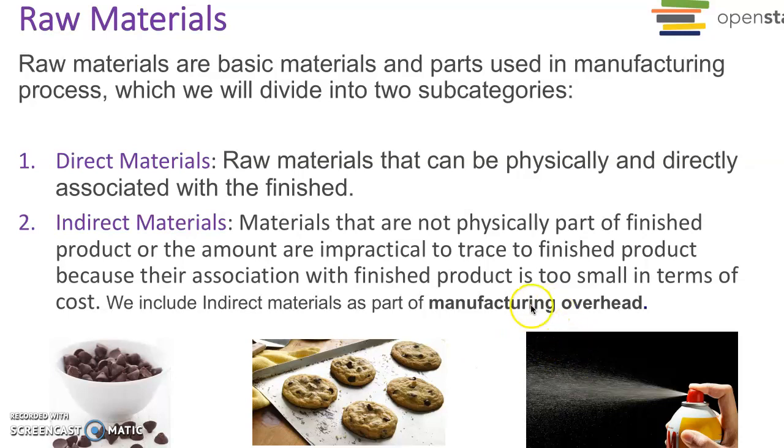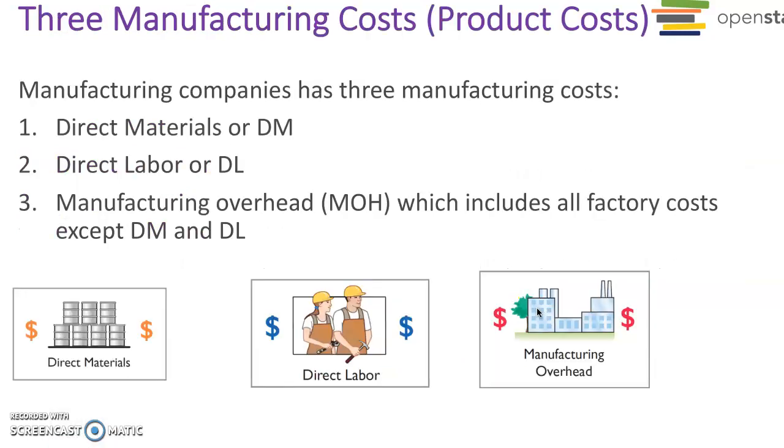category called manufacturing overhead. Remember the three product costs, direct material. Now, indirect material goes into the third category of manufacturing overhead. What is manufacturing overhead? Manufacturing overhead is the cost of running the factory except for direct material and direct labor. So any factory related costs that are not direct material or direct labor fall into this third bucket called manufacturing overhead. We'll go over a couple of examples.